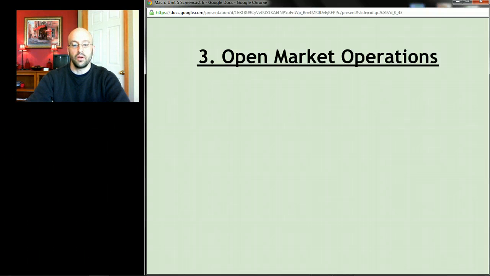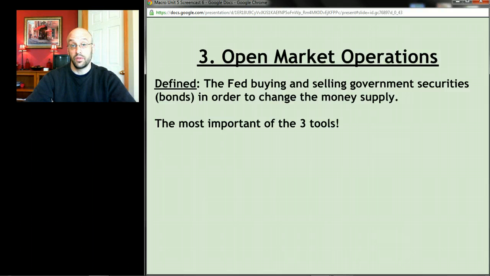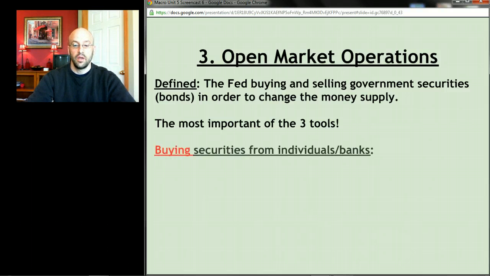Now the third tool is called open market operations. The definition of that is the Federal Reserve buying and selling government securities, typically bonds, in order to change the money supply. This is the most important of the three tools because this is the one the Fed uses the most. Let's take the situation of the Federal Reserve buying securities from either banks or people.